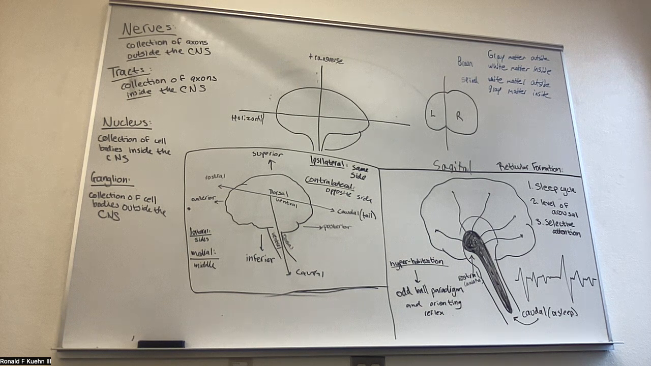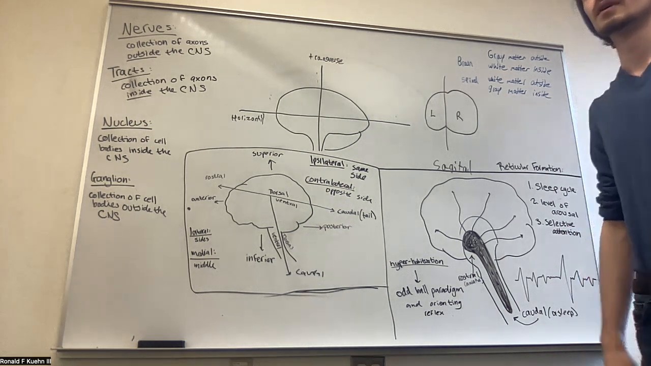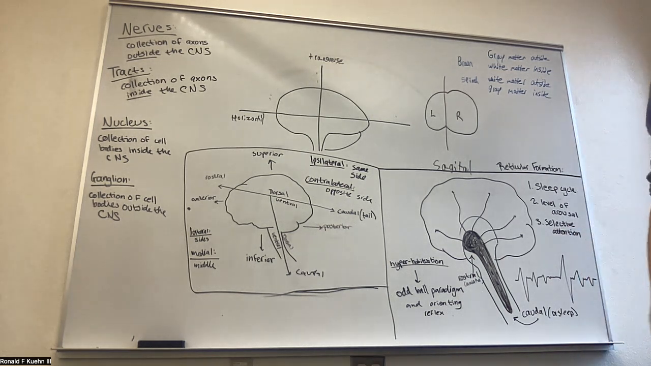Ipsilateral is going to be the same side of the body or brain. Like your right eye and your right foot are ipsilateral. But your right eye and your left foot are contralateral, whereas the left hemisphere and right hemisphere are contralateral. But I can't think of two things on the right side of the brain that would be ipsilateral. Your Broca's and your Wernicke's.